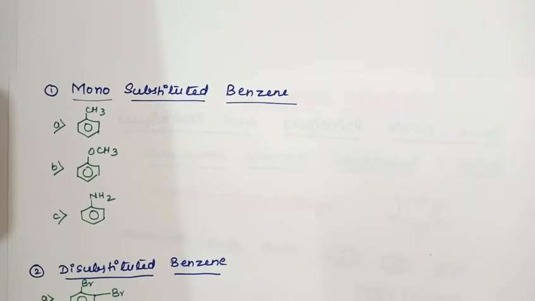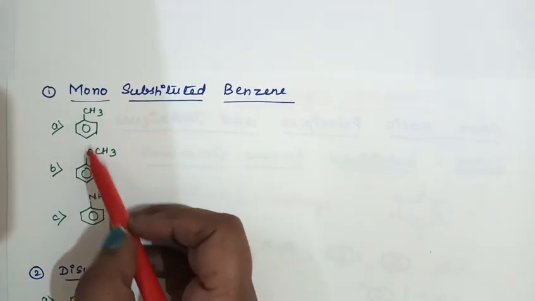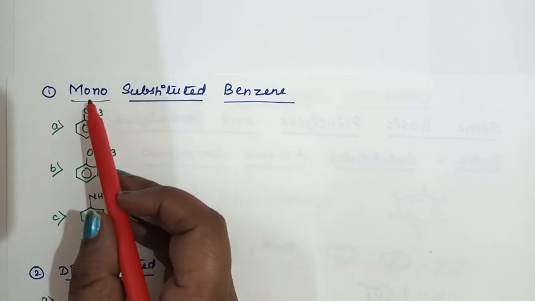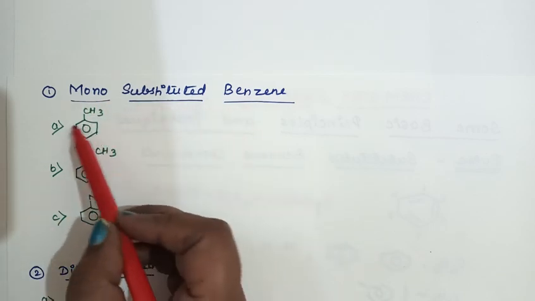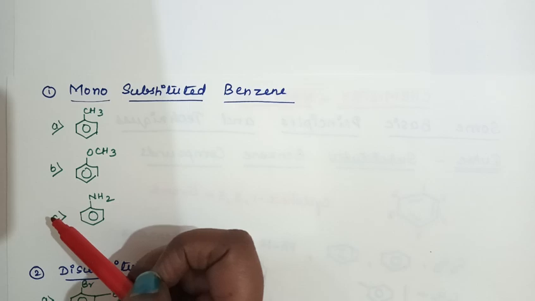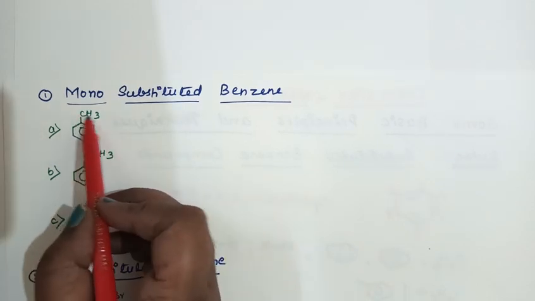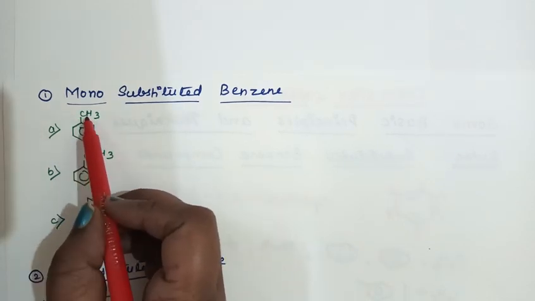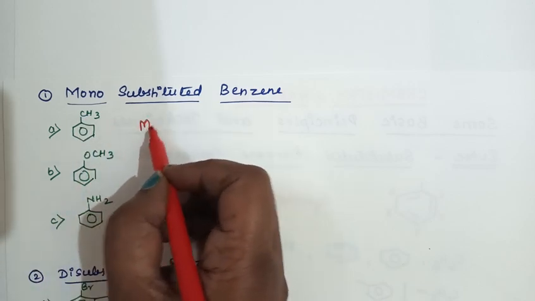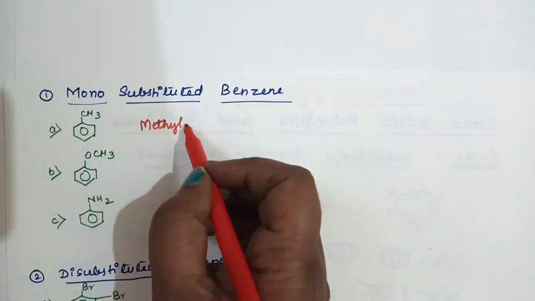So now first let us name this mono-substituted benzene. Mono-substituted benzene means on the benzene ring only one substituent will be present. So here you can see CH3 is attached to benzene. CH3 is nothing but methyl group. So this will be methyl benzene.